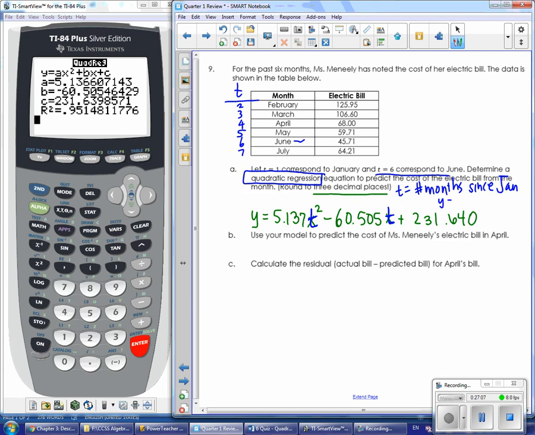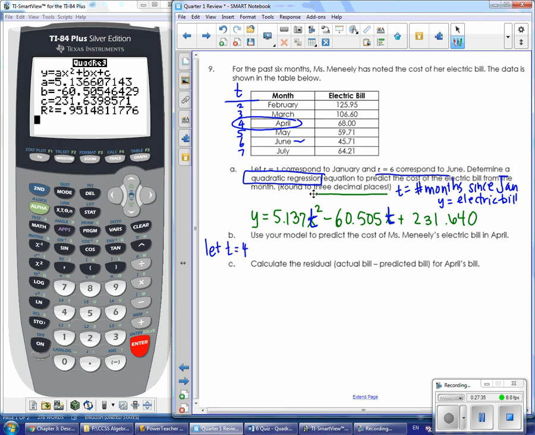And I'm letting y equal the electric bill. Okay. It says in letter B to use your model to predict the cost of Miss Manili's electric bill in April. So again, I can't just plug the word April into my equation. I somehow have to quantify April. And if I look in my table, I can see that April corresponds to the 4th month. So I'm going to let t equal 4, and I'm going to plug it into my equation.